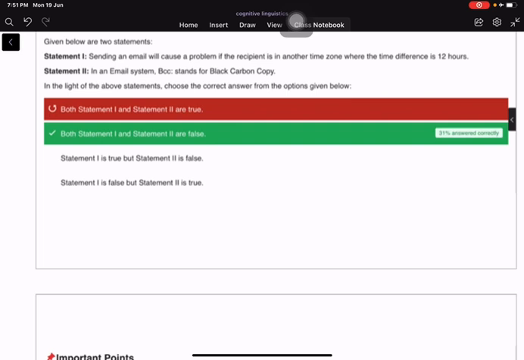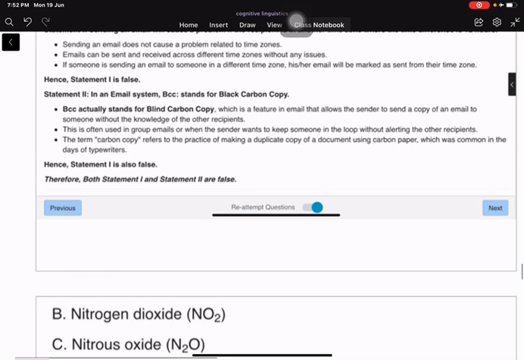Now, sending an email will cause a problem if the recipient is in another time zone where the time difference is 12 hours. That's incorrect. In an email system, BCC stands for black carbon copy, not correct. Blind carbon copy is a feature in email that allows the sender to send a copy of an email to someone without the knowledge of the other recipients, to hide.